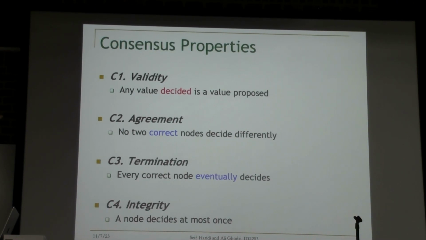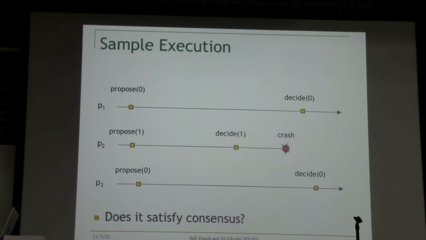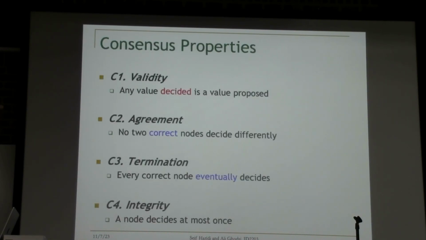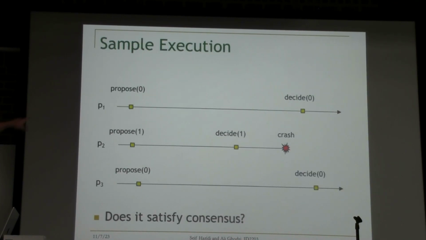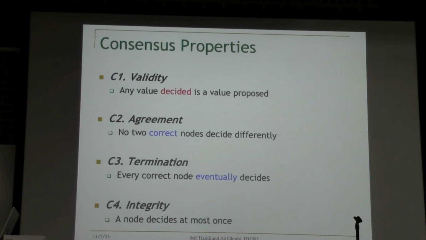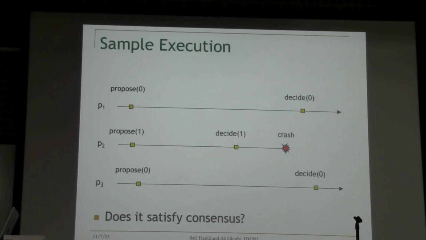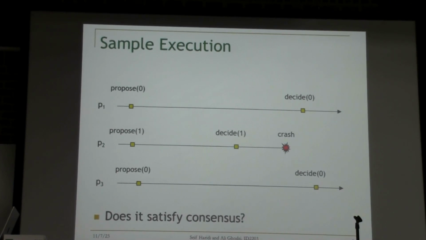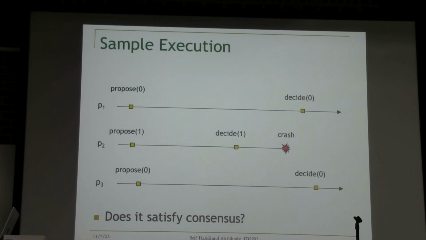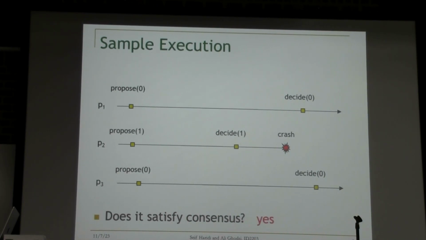What does agreement say here? Does this satisfy what we just saw? Yes or no? So is it satisfying all these properties? So they're deciding 0 or 1, so that's good for validity. Each correct node eventually decides. That's good. A node decides at most once. Yes. And agreement: no two correct nodes decide differently. So what's a correct node? A correct node is a node that does not fail. Okay. So, does this satisfy consensus? Yes. Because P2 is not a correct node, so what it decides doesn't matter. Okay? So this satisfies consensus. No two correct nodes decide differently. So you can see the failed node is a joker here. Right? We don't care about the failed node.